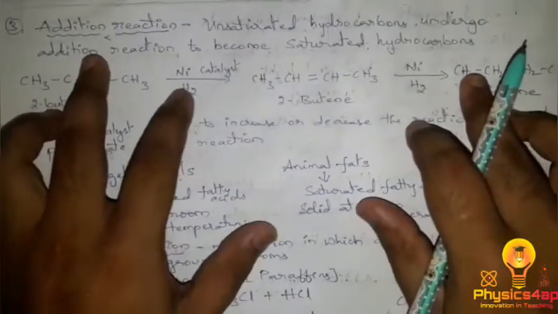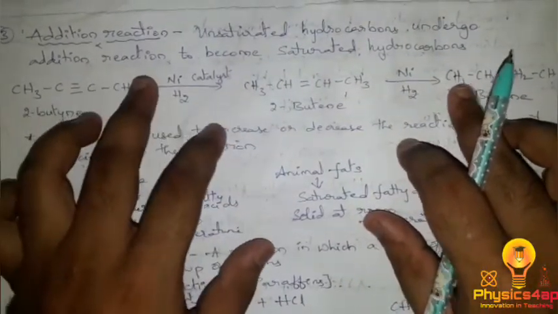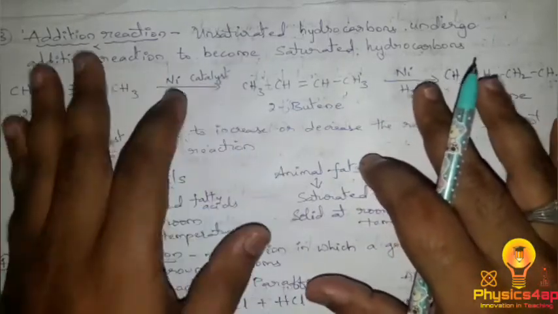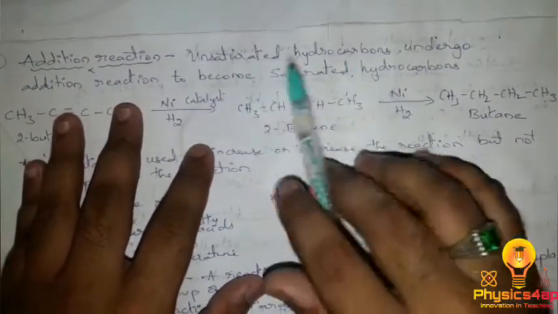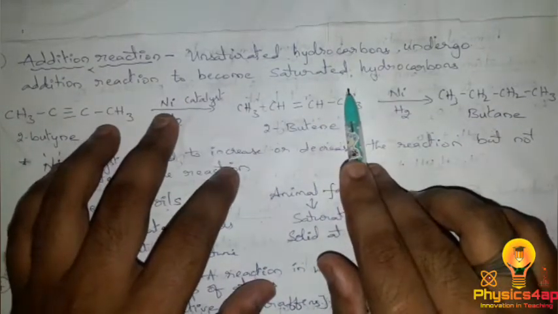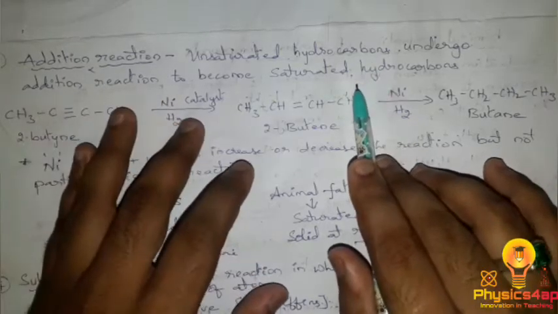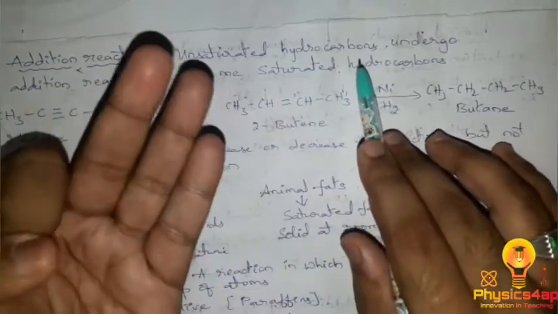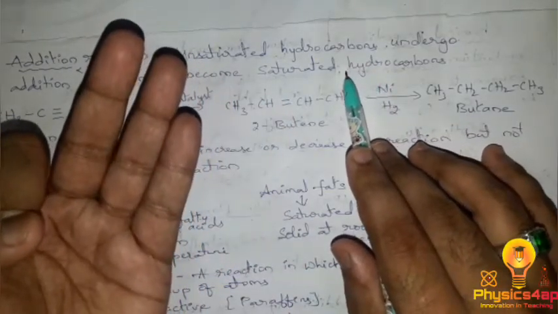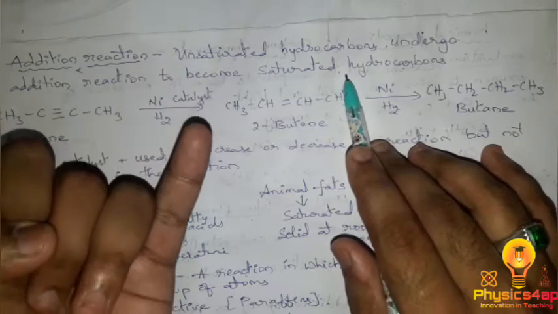And next, moving to the next reaction, the addition reaction. Addition reaction is quite opposite to oxidation, as in addition reaction we convert unsaturated hydrocarbons, those with triple bonds or double bonds, into saturated hydrocarbons with the help of a catalyst. If it is a triple bond, we convert it into a double bond, and if it is a double bond, we convert it into a single bond, with the help of a catalyst.